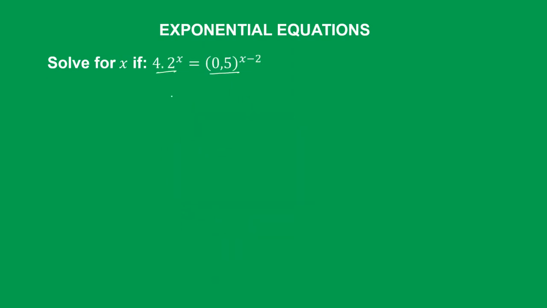Right, we want a single power on the left hand side and a single power on the right hand side. We have coefficient 4 here, so how can we simplify this? 4 is 2 to the power 2. It's always safe to write your bases as products of their prime factors. So it's 2 to the power 2 times 2 to the power x is equal to 0.5.